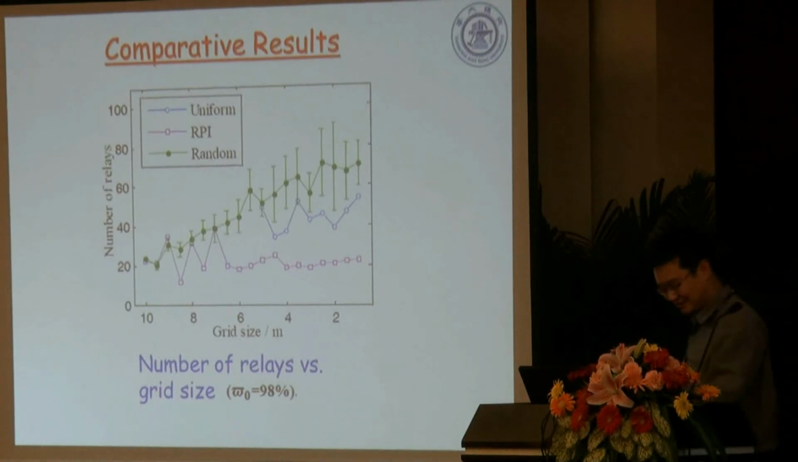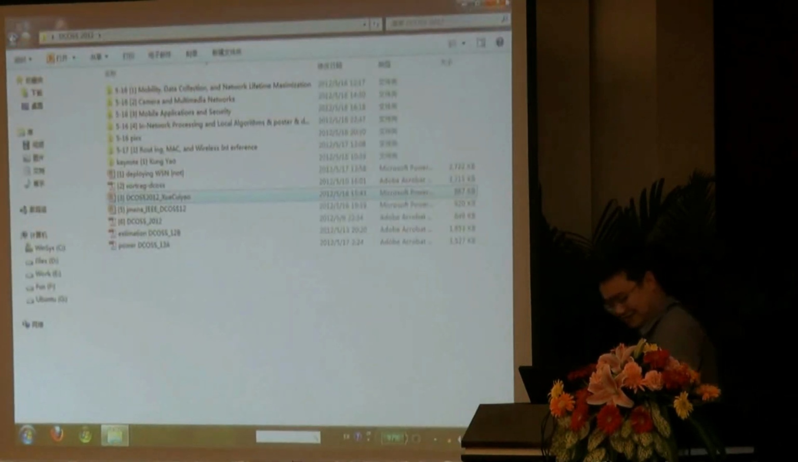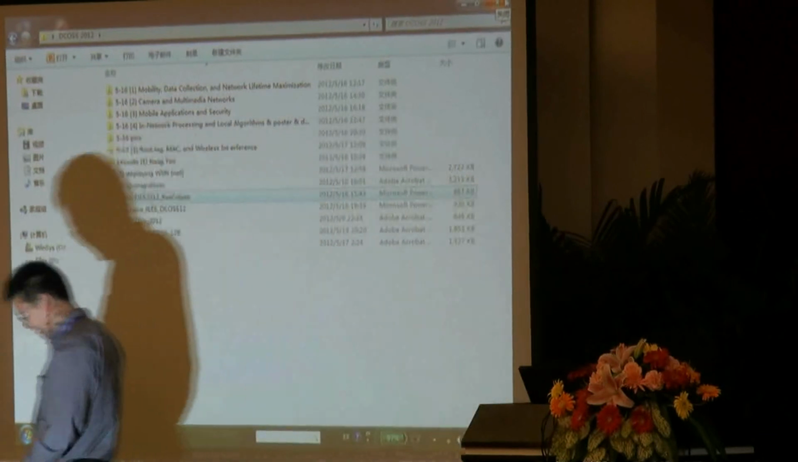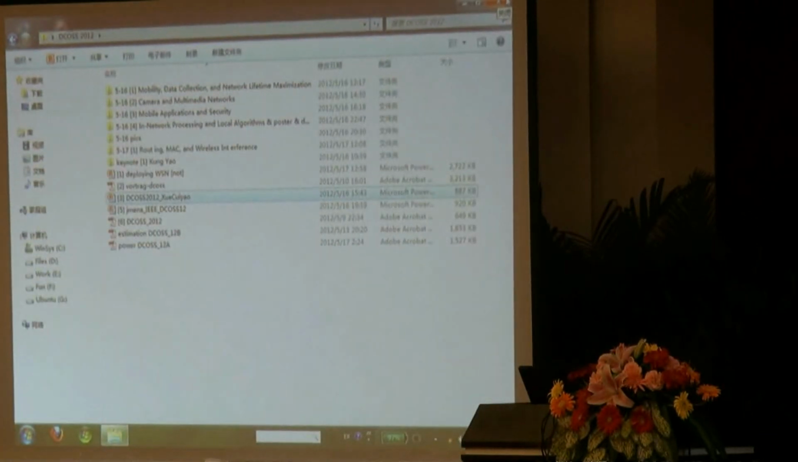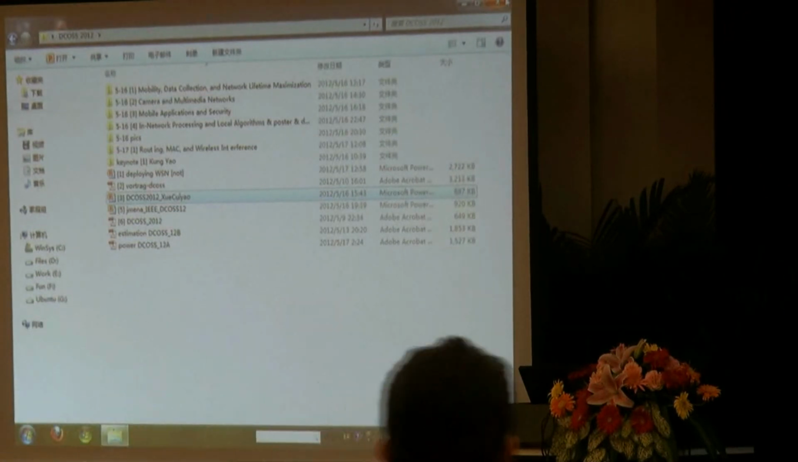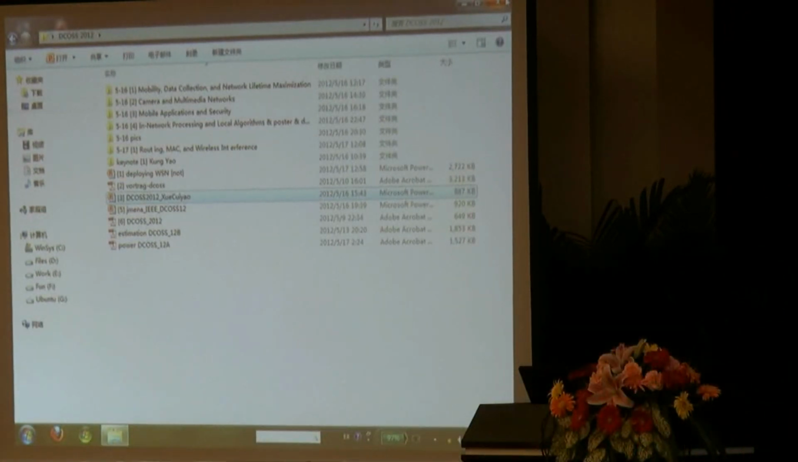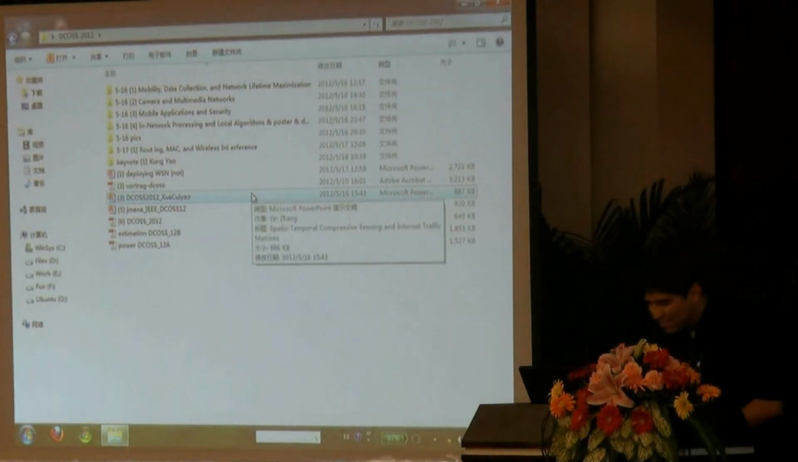Okay, so let's thank the speaker again. The fourth speaker is George Maynard from UCLA. The title is Mitigate Funnel Effect in Sensor Networks with Multi-Interface Relay Nodes.